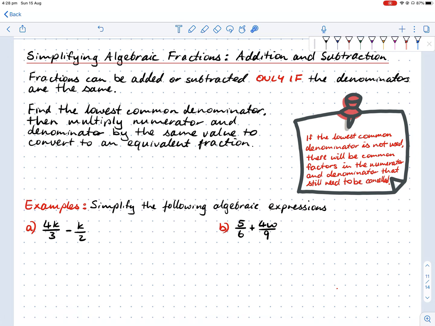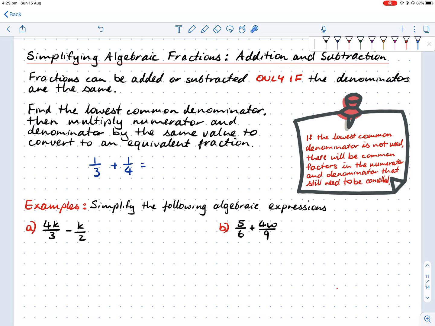So when we're looking at fractions, you need to think back to what we do with normal fractions. Say, for example, if I had 1/3 plus 1/4, how did we go about adding these together? When we were adding just numbered fractions, so two fractions like this, what we needed to do was make the denominators the same first. So this is the first line here. Fractions can be added or subtracted only if the denominators are the same.